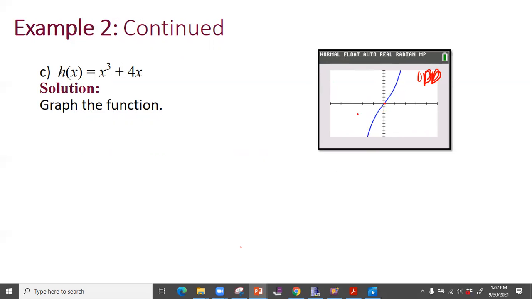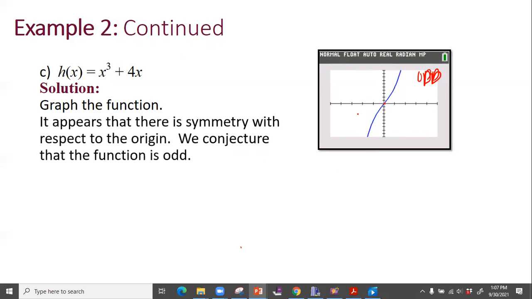Okay. Now we're going to do it algebraically. So algebraically, what should happen is that h of negative x should equal negative h of x. Which means that when I change the x's to a negative, I should get the same result by changing the entire equation to a negative. So if this is true, that it's odd, algebraically, when I change my x to a negative, and then I change my entire equation negative, they should equal each other.